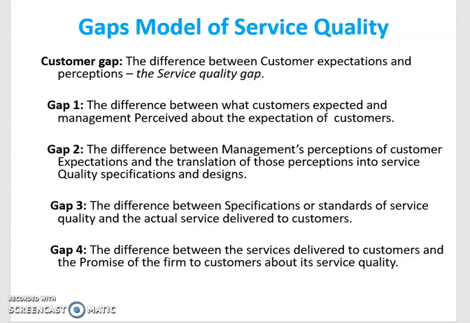Then followed by another model, which represents the difference between the specifications or the standards of service quality, and it also helps us understand how exactly the actual service is delivered to the customer. Then, coming to the gap 4 model, it defines the difference between the service delivered to the customer and the promise of the firm to customers about the service quality.